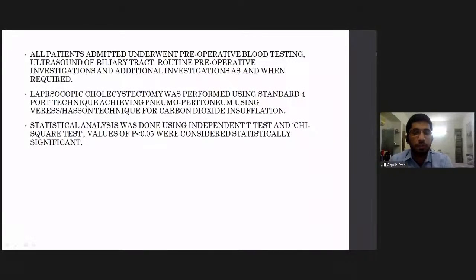Laparoscopic cholecystectomy was performed using the standard 4-port technique, with the pneumoperitoneum created using Veress or Hasson technique for carbon dioxide insufflation. Statistical analysis was done using independent t-test and chi-square test. Next, please.